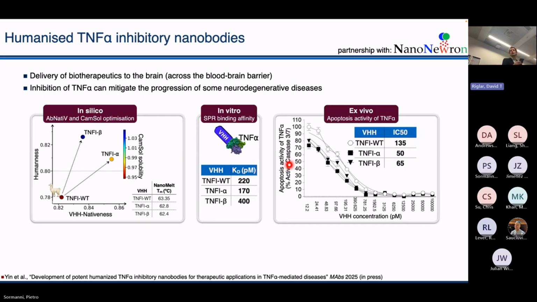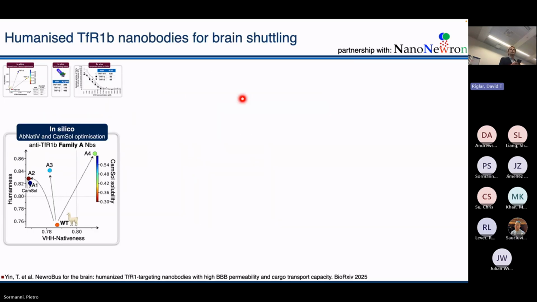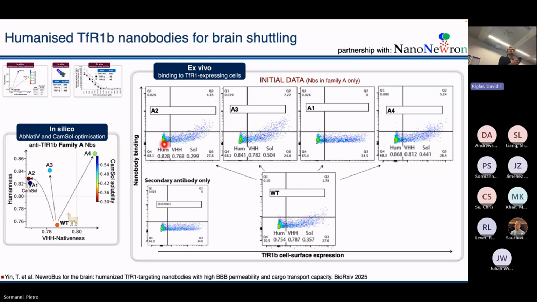But bottom line is our variants alpha and beta retain the TNF alpha inhibition activity at par or even better than wild type. This same company also had things that target a brain receptor, the transferrin receptor, to translocate biologics in the brain. Very similar story. Now the binding is the y-axis in this flow cytometry.